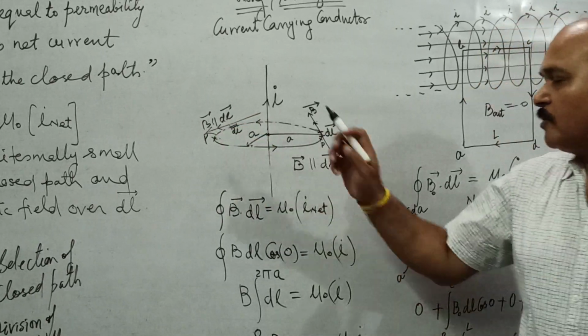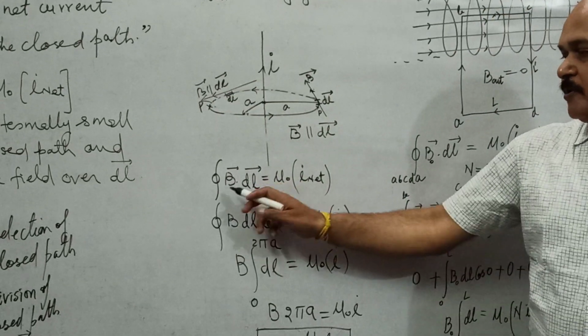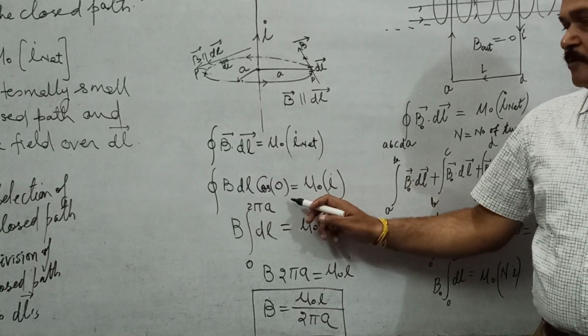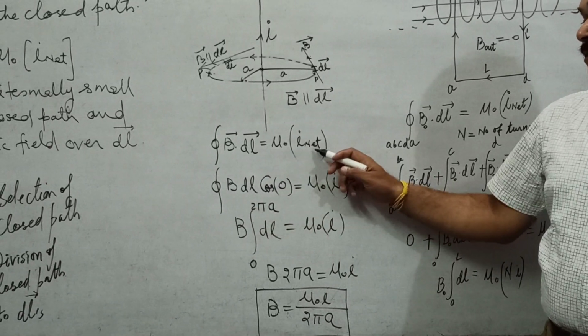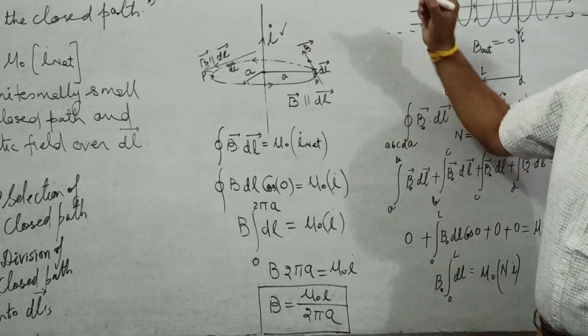Parallel to each other all over the closed path. So what is B dot dl? B dot dl is going to be B dl cos 0, and the right-hand side is mu naught times the net current. What is the net current? Net current is this I.